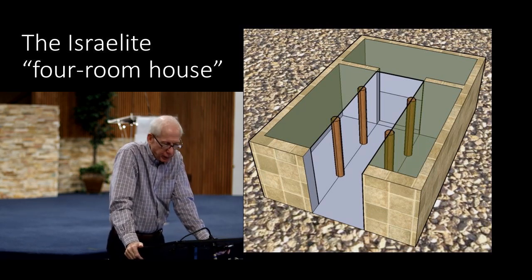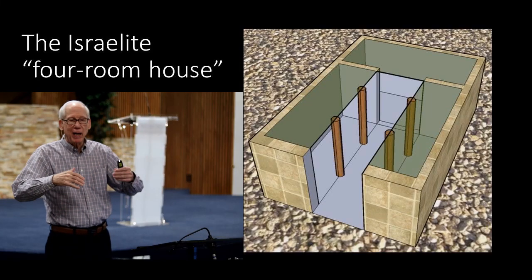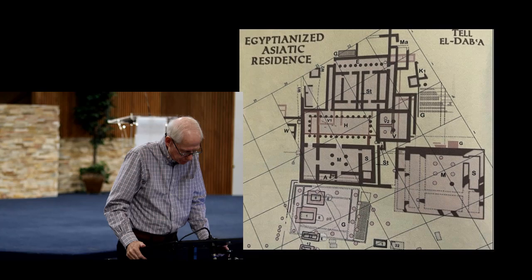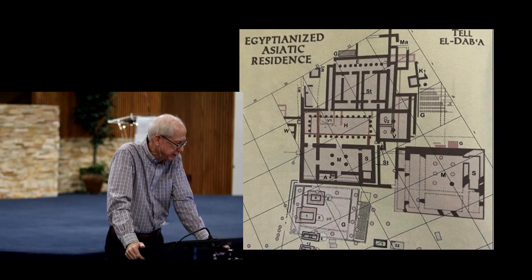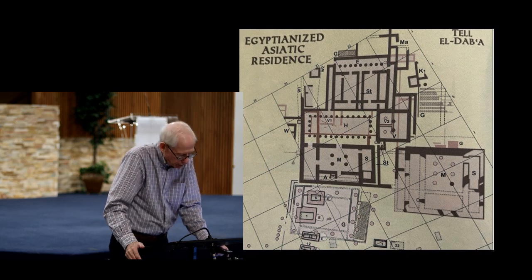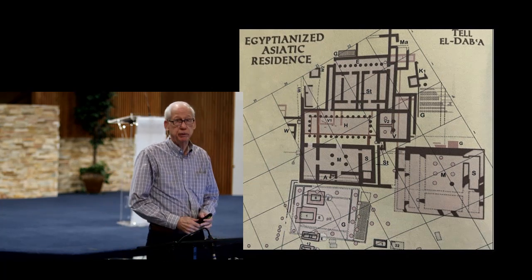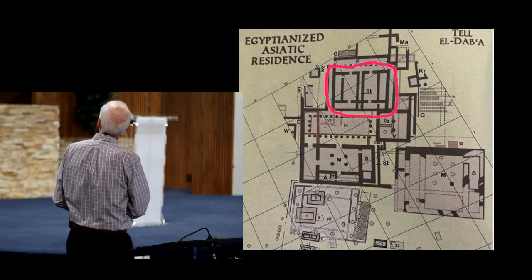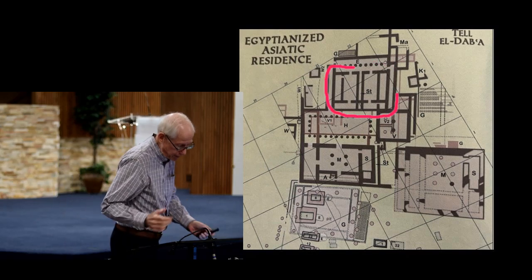And the largest building that was excavated at 19th century Tel El Daba was this palatial residence. And they at one time thought that it was a palace, but there's no throne room. And so that rules it out as a palace. So it's this palatial residence with twin master bedrooms. And here are the twin master bedrooms right here. 1, 2. And so it has twin master bedrooms.